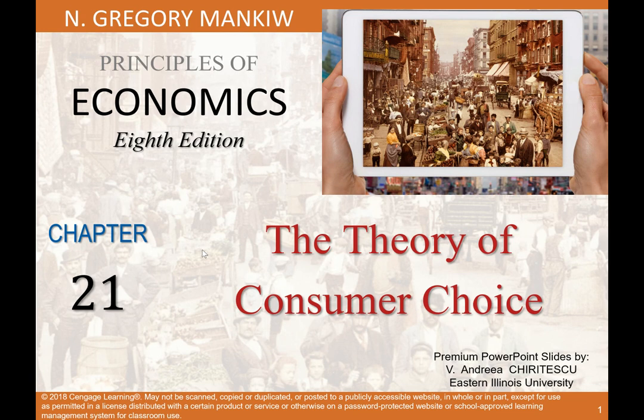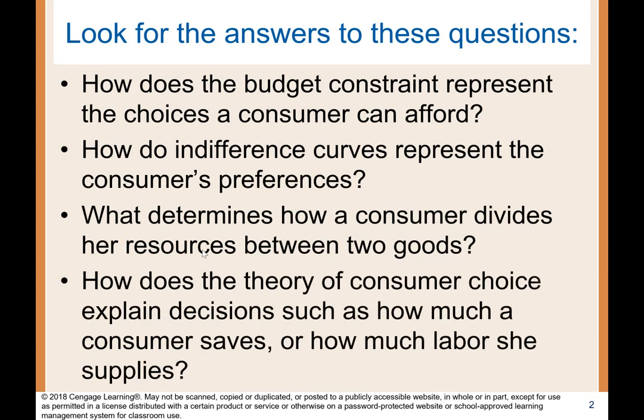Chapter 21, The Theory of Consumer Choice. Our goal in this chapter is to answer the following questions. How does the budget constraint represent the choices a consumer can afford? How do indifference curves represent the consumer's preferences? What determines how a consumer divides her resources between two goods?